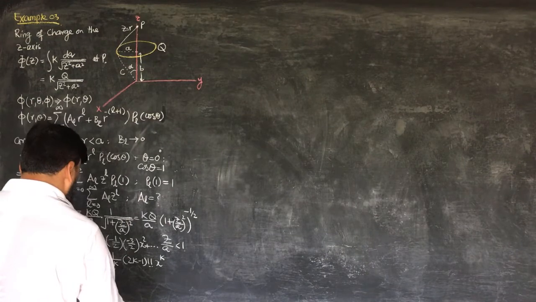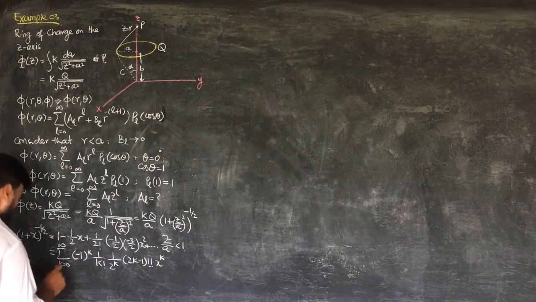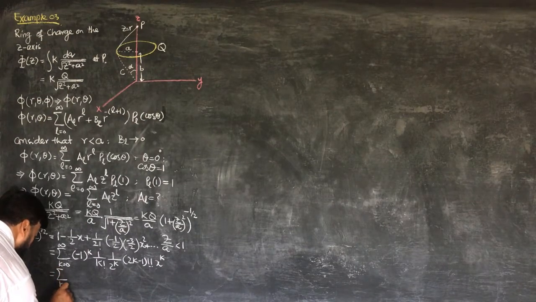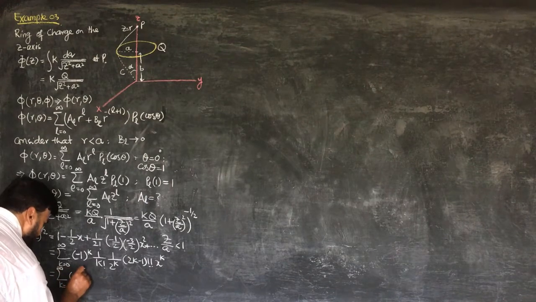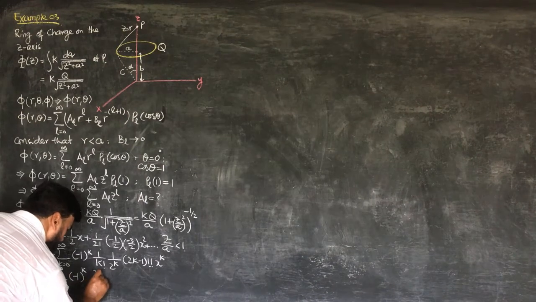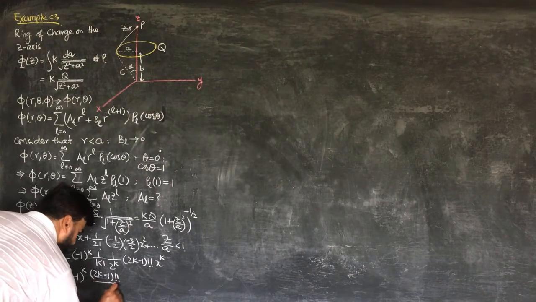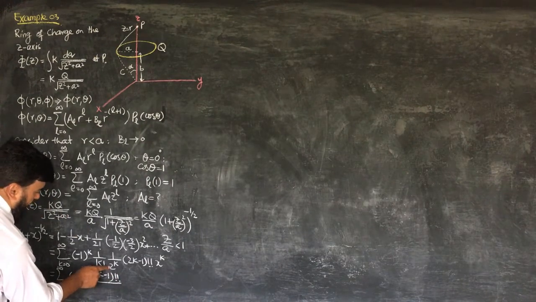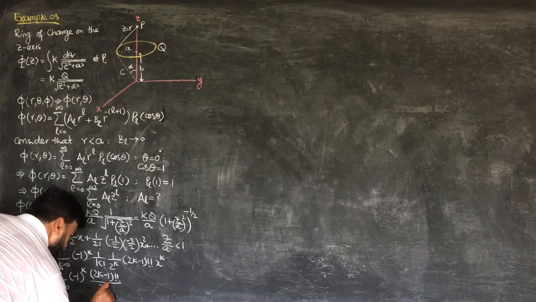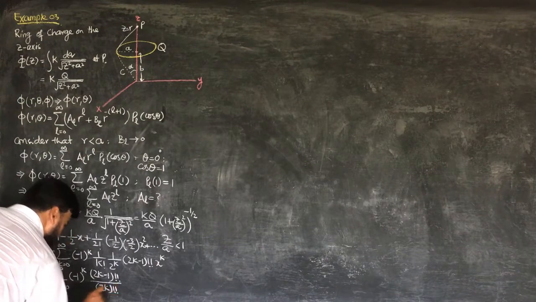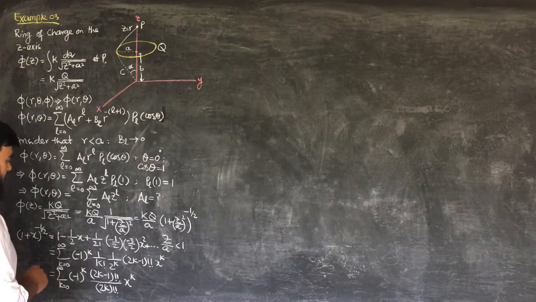And this thing I can further squeeze to a form that this is equal to summation over k from 0 to infinity, minus 1 to the power k, (2k minus 1) double factorial, divided by k factorial and 2 to the power k. We have already discussed that this is equal to (2k) double factorial, and variable x to the power k will come in.